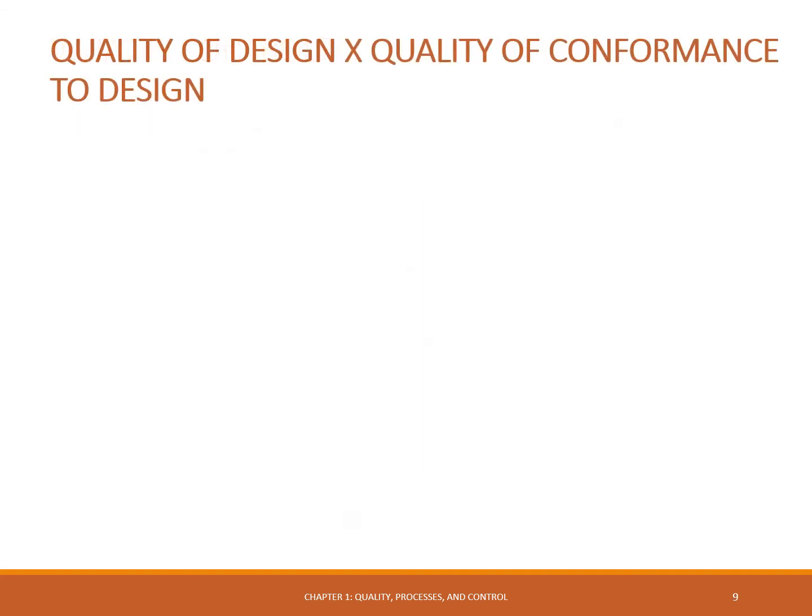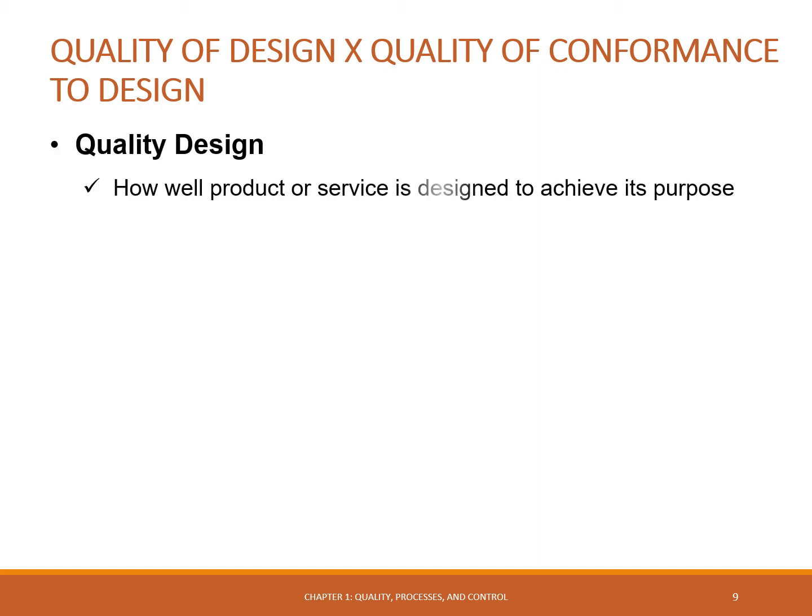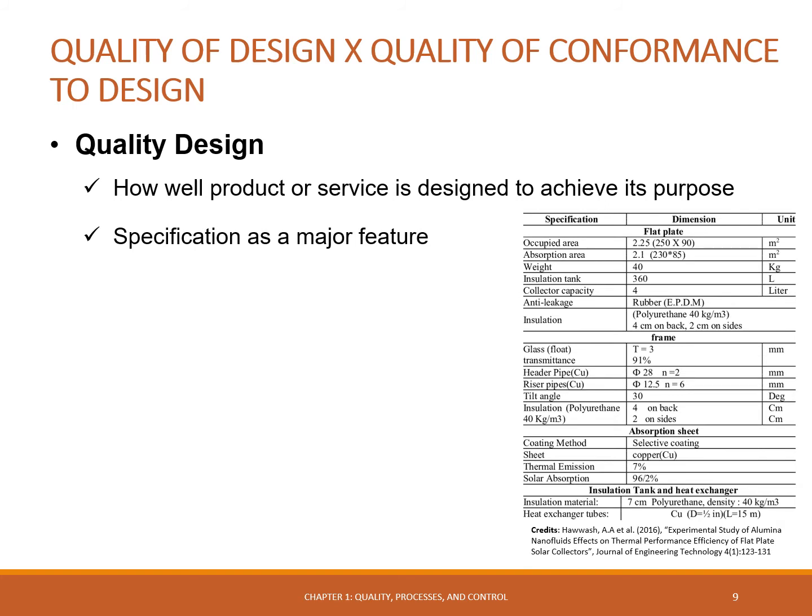Now, let's look closely at the difference between quality of design and quality of conformance to design. Quality of design is a measure of how well the product or service is designed to achieve its stated purpose. If the quality of design is low, then the product or service will not meet the requirements, or it will meet the requirements only loosely. In this aspect of quality, the specification is a major feature. We should understand the specifications as a complete description of all aspects that must be present in a product or service to meet the customer's requirements.